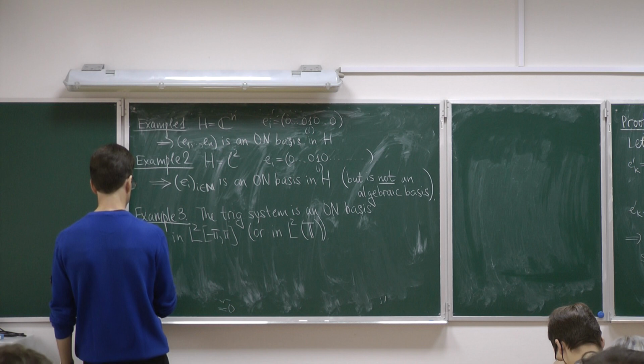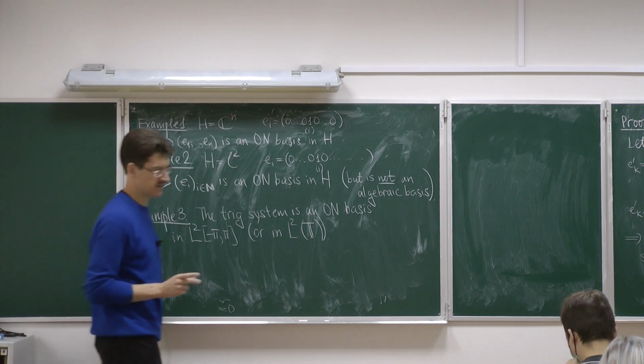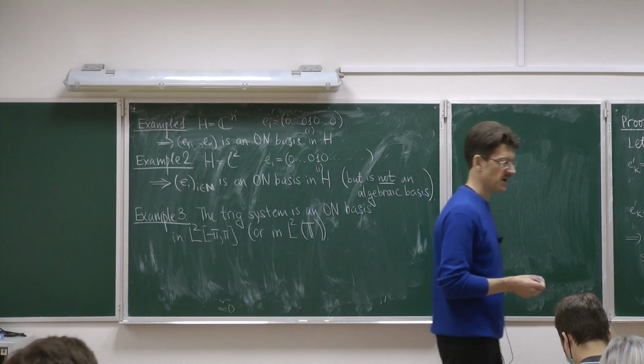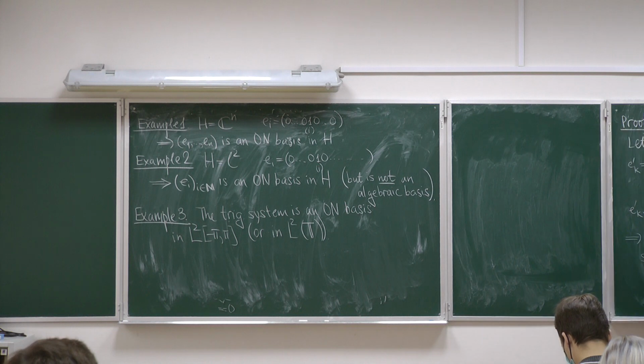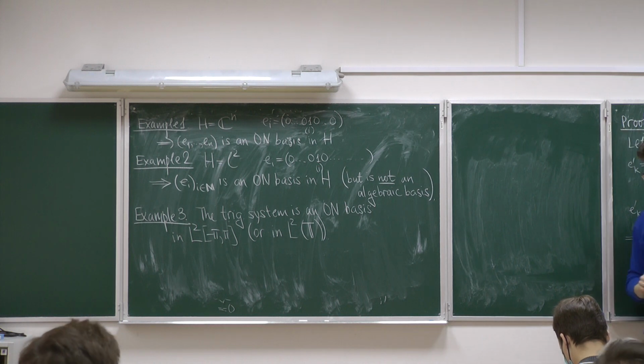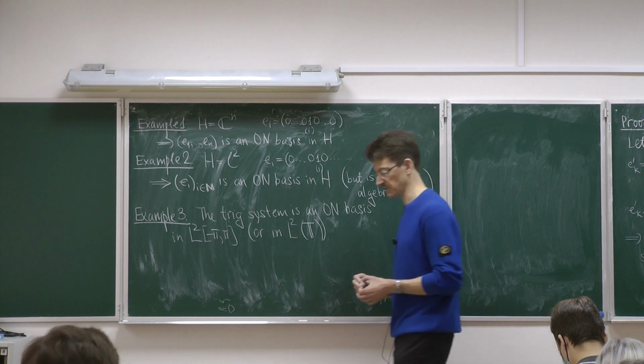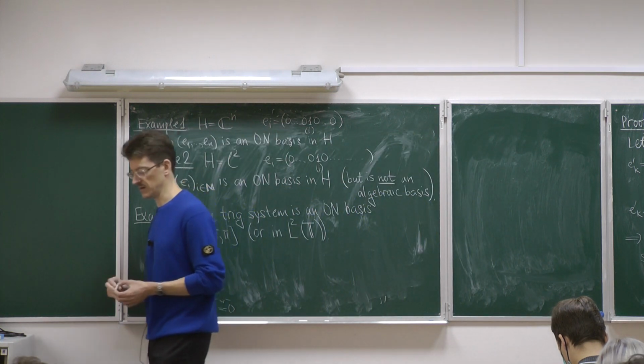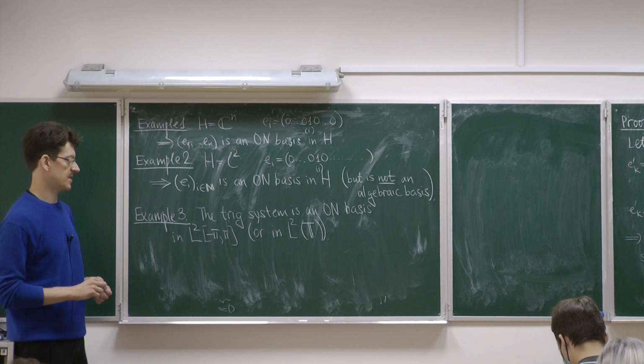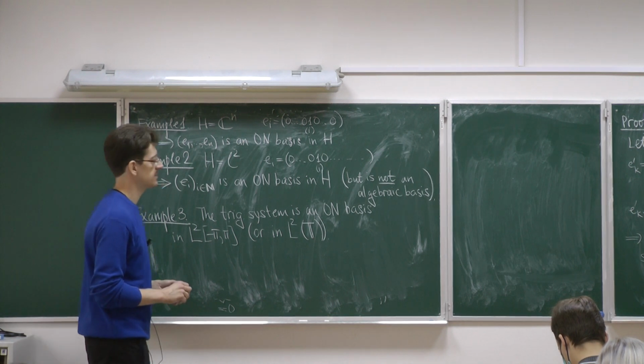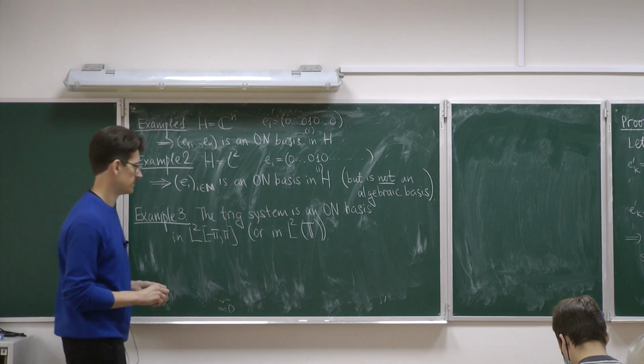Example 4. Oh, by the way, a non-example: the Rademacher system. And by the way, this is a simple but useful exercise. The Rademacher system is not an orthonormal basis in L2 of 0, 1. So its linear span is not dense, and the orthogonal complement is non-trivial.